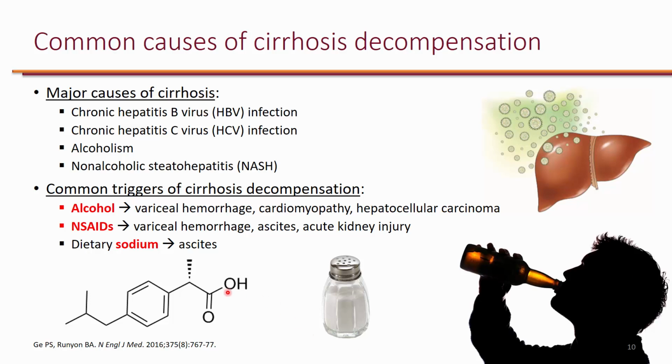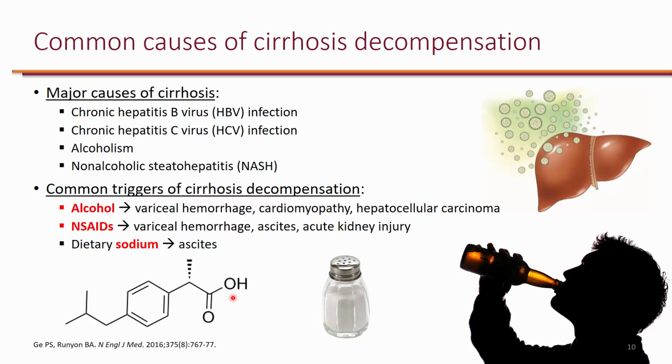So this is obviously the structure for ibuprofen, the most common NSAID. And NSAIDs are available over the counter, so it is very important to educate the patients and let them know that they should not be taking NSAIDs. The reason is NSAIDs, in particular in patients with cirrhosis, can lead to variceal hemorrhage. It can lead to ascites because it can cause fluid retention because of its action on the kidneys. And of course, since it does act on the kidneys, it can also lead to acute kidney injury.